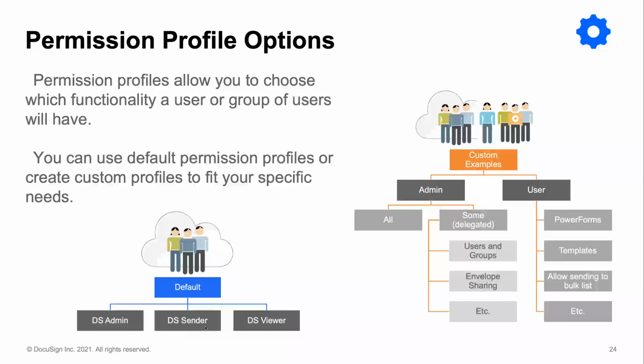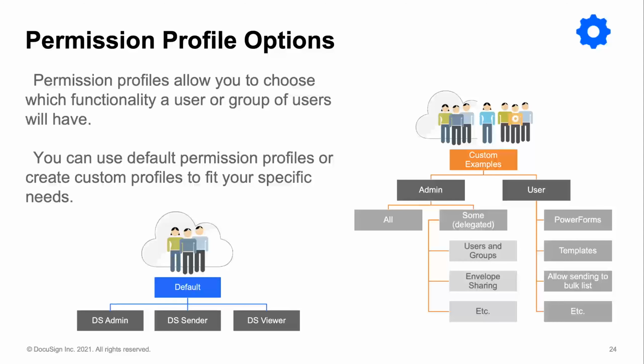DocuSign Sender is a slightly more restricted profile. These individuals won't have access to any of the admin settings. They can do basic things like send out envelopes and use templates as long as they've been created by other users and shared with them. DocuSign Viewer is the most restricted. These individuals only have access to log into DocuSign and sign envelopes that they've been sent. They're not able to create new envelopes or make any changes to account settings.